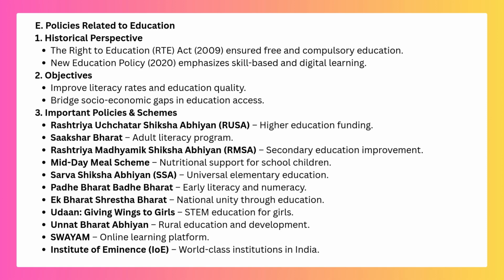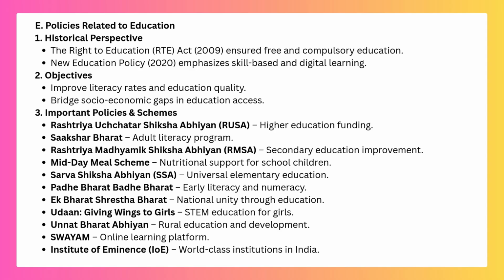2. Objectives. Improve literacy rates and education quality. Bridge socioeconomic gaps in education access. 3. Important policies and schemes. Rashtriya Uchchatar Shiksha Abhiyan, RUSA, higher education funding. Sakshar Bharat, adult literacy program. Rashtriya Madhyamik Shiksha Abhiyan, RMSA, secondary education improvement.